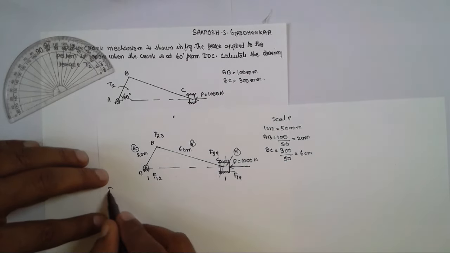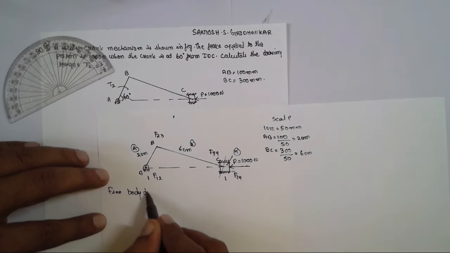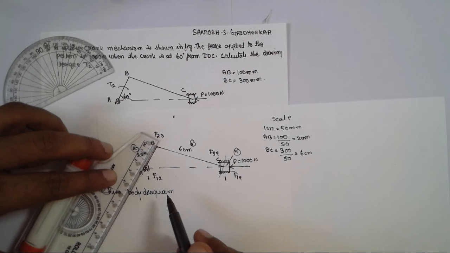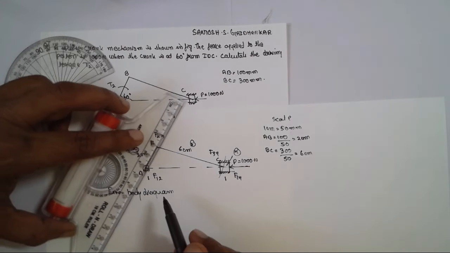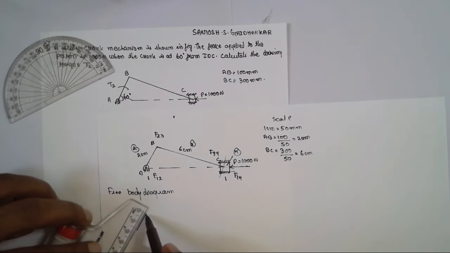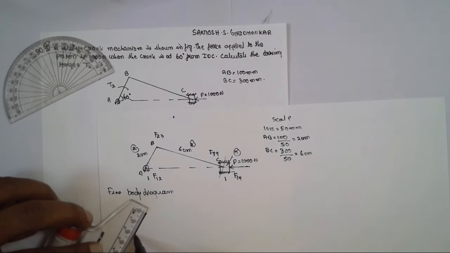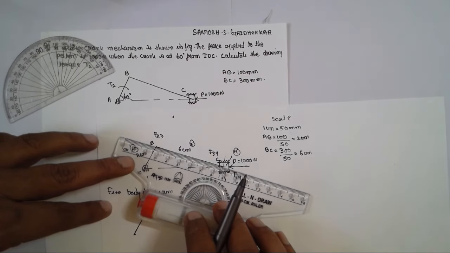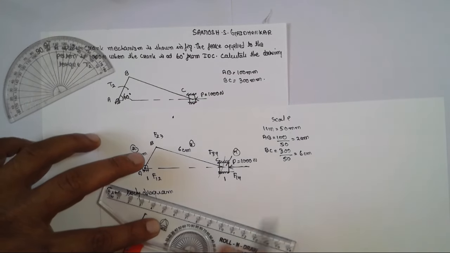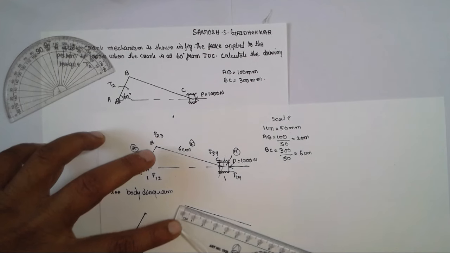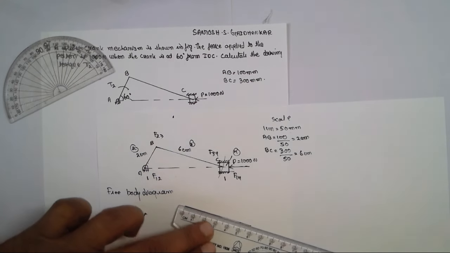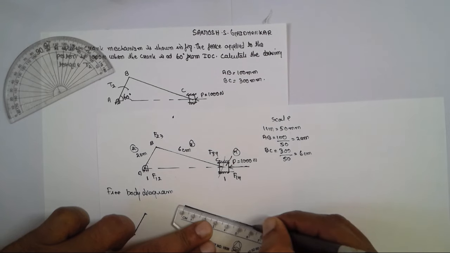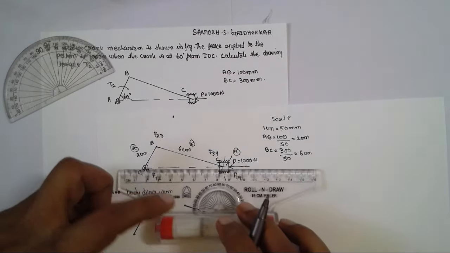Now we are going to draw the free body diagram. Now this line I am going to draw here, 2 cm, as a free body diagram. Next, the third link I am going to draw here, 6 cm, as a free body diagram. It is 6 cm, which indicates 300 mm. Next, we are going to draw the piston.